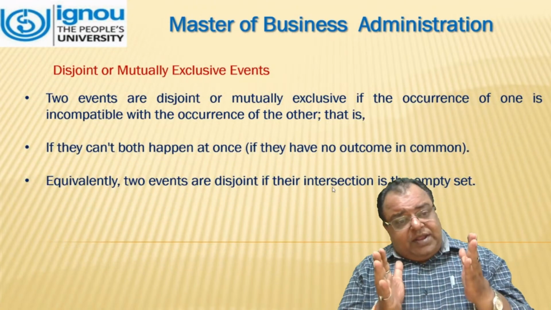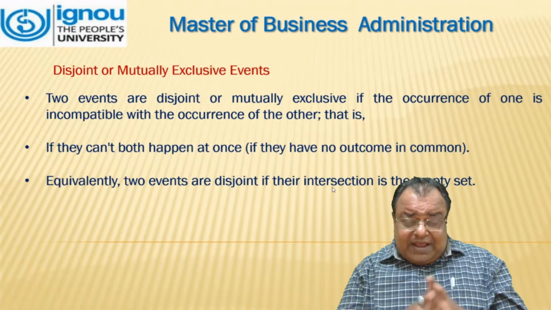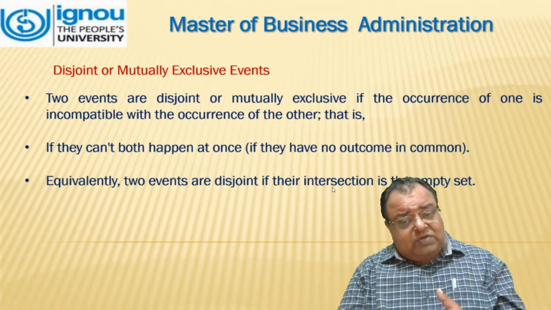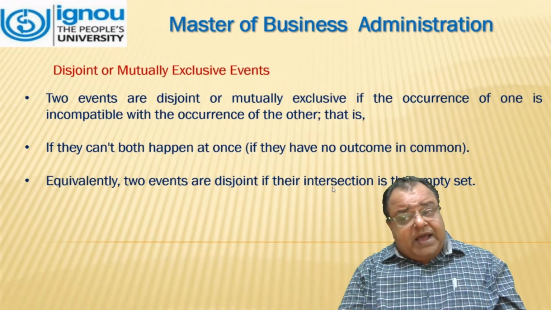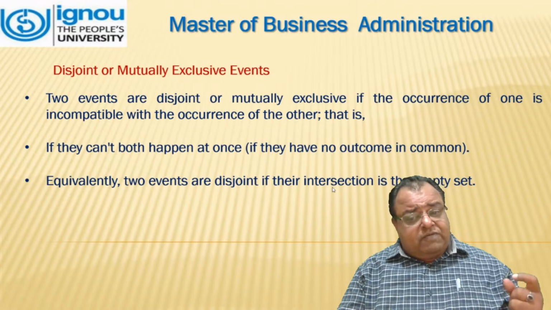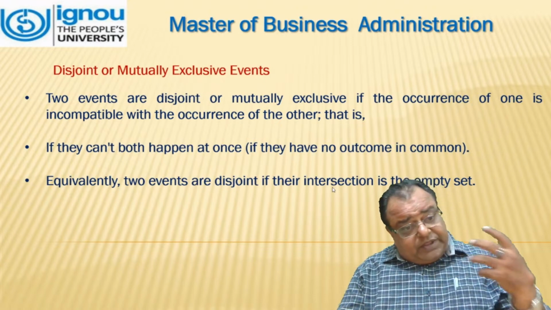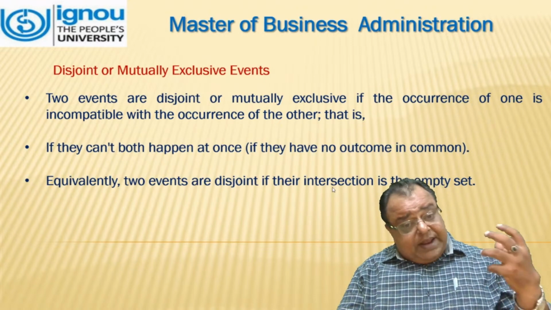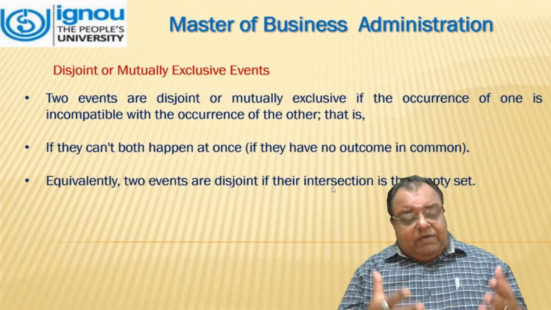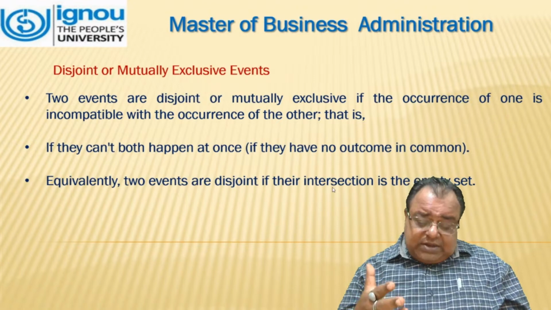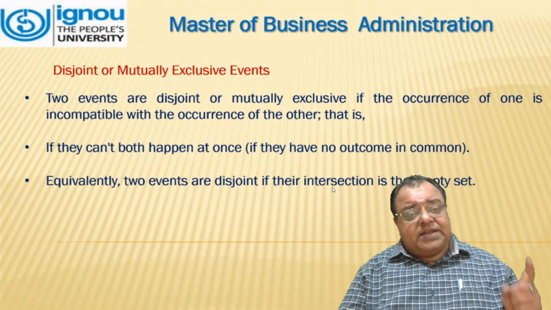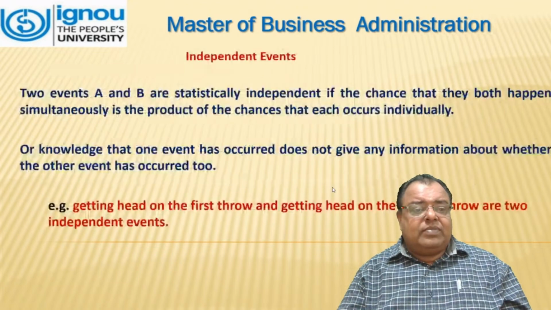Disjoint or mutually exclusive events. Two events are disjoint or mutually exclusive if the occurrence of one is incompatible with the occurrence of the other. That is, if they can't both happen at once, if they have no common outcome. Equivalently, two events are disjoint if their intersection is an empty set.